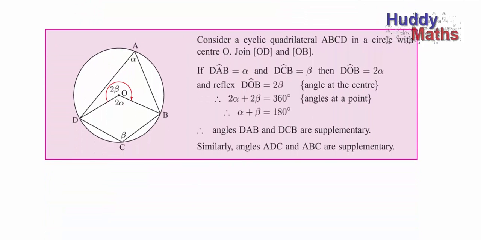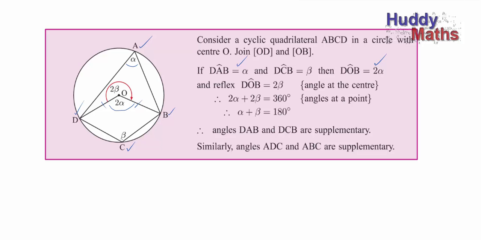Okay, so here we are, here's the proof. Let's start with a cyclic quadrilateral ABCD, all points lying on the circumference. And if we join OD and OB, we can see those two are equal radii, but more than that, we're joining it to the centre. So the angle at the centre is twice the angle at the circumference. So if we call angle DAB alpha, this one in here, DOB, is 2 alpha.